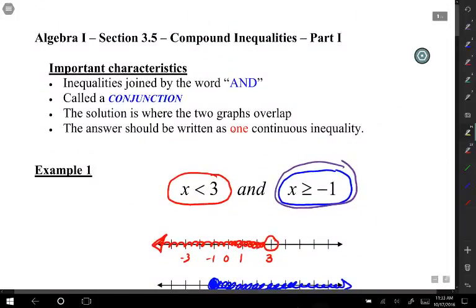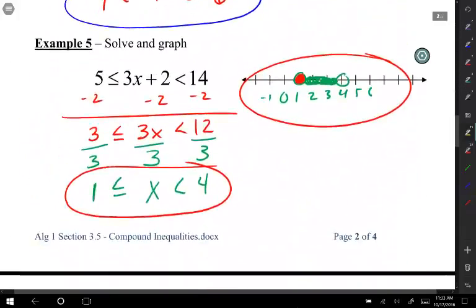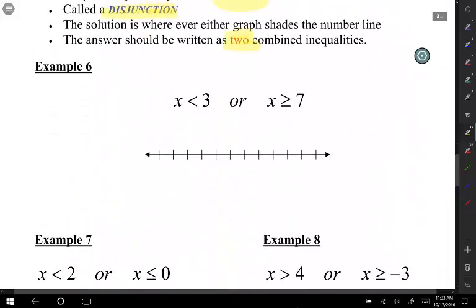The answer should be written as what? One continuous inequality. And these are connected with the word "and"; they're called a conjunction. All right? So we just need to see the difference there. So here we go. I've got 0, 1, 2, 3, 4, 5, 6, 7, 8, 9, 10.